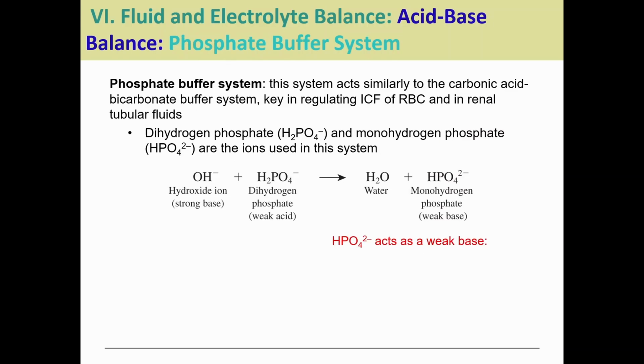The phosphate buffer system is going to act similarly, except we're looking at this inside the intracellular fluid in the red blood cells and inside the kidneys. So here we have dihydrogen phosphate and monohydrogen phosphate. These are the ions. Basically hydroxide and dihydrogen phosphate, a base and an acid, can bind together to form water and monohydrogen phosphate, which is a weaker base.